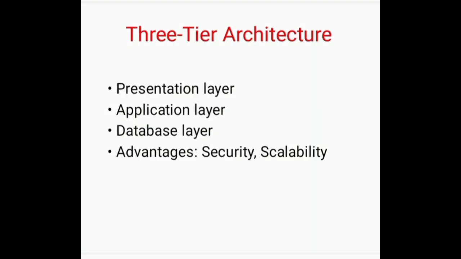Next is three-tier architecture. The three-tier architecture introduces an intermediate layer called the application layer between the client and the database server. The client communicates with the application server, which in turn communicates with the database server. Think of a web application. Your web browser sends a request to a web server, which then interacts with the database server to retrieve or update the information. The web server handles the business logic and acts as an intermediary.